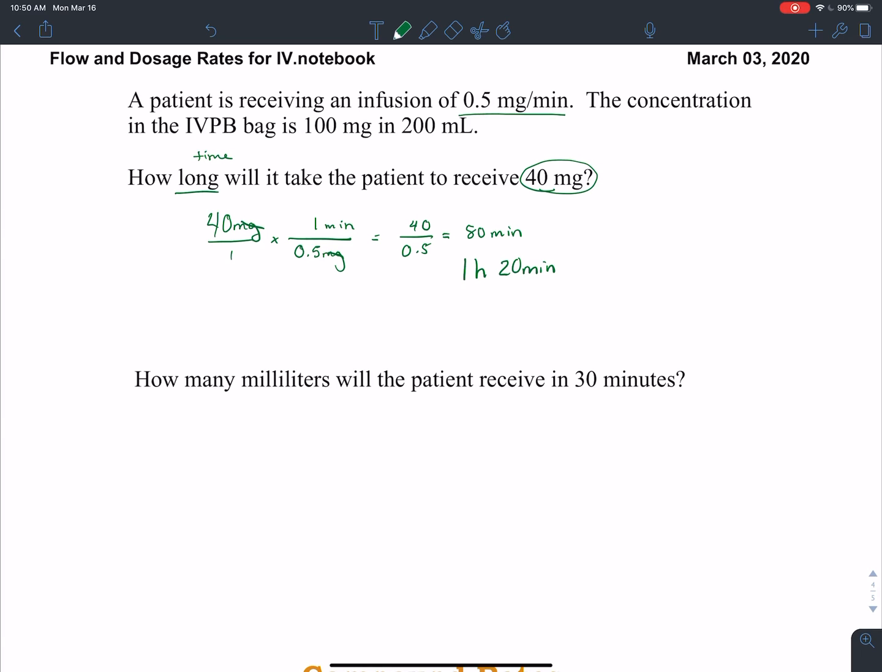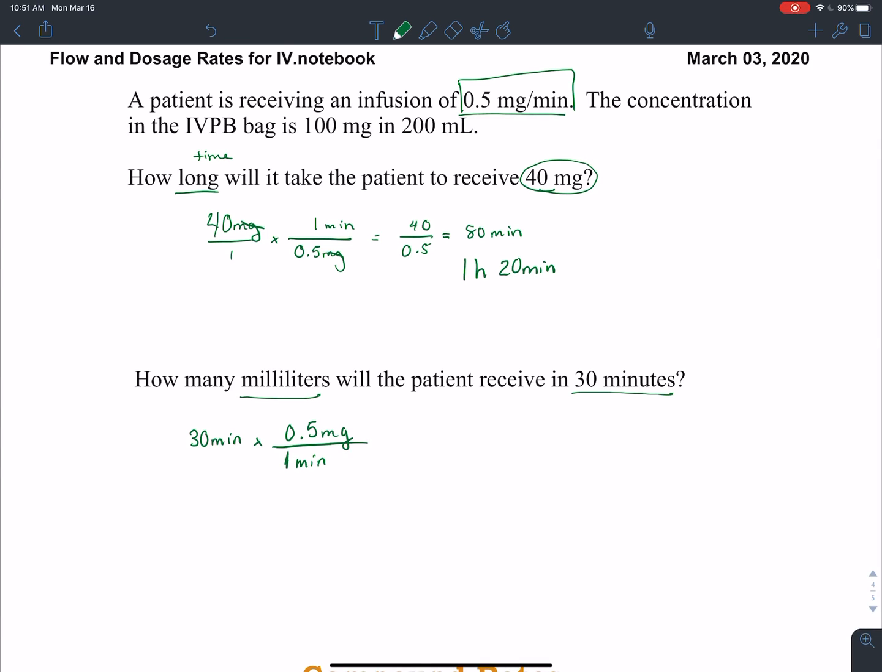If we look at the second question, they ask us how many milliliters will the patient receive in 30 minutes. So I'm going to start with that time, that 30 minutes. I want to get rid of time and get to volume. So the only thing I have from this problem with time is still that 0.5 milligrams per minute. So I'll have in 1 minute, the patient's going to get 0.5 milligrams.